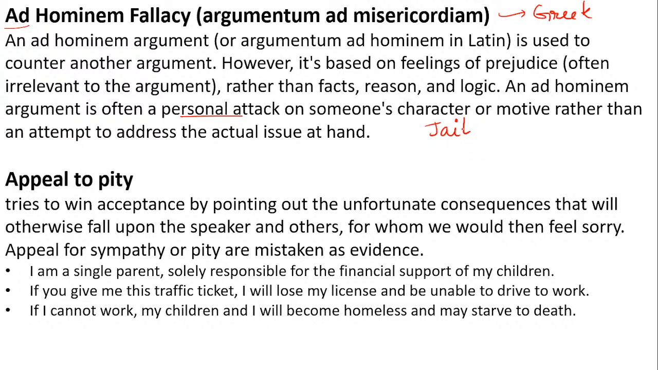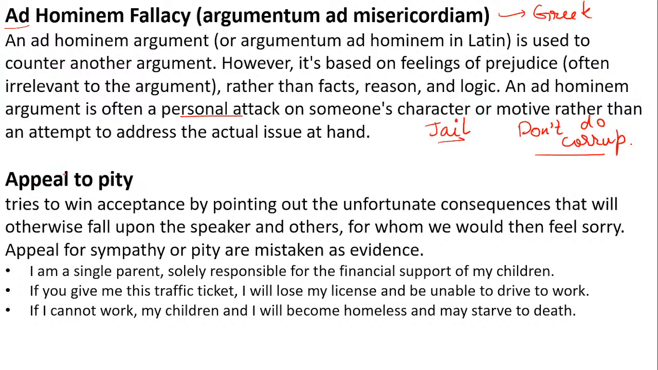Maybe the person who has gone to jail is saying we should not do corruption. Okay, he's saying don't do corruption. So now I'm saying you have gone to jail, why are you talking about all this? So instead of taking his point of not doing corruption into consideration, we are pointing at the person who is saying this. So this is the ad hominem fallacy, in which we are attacking somebody's character.